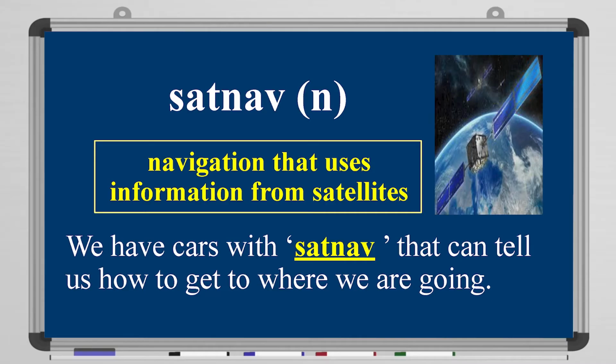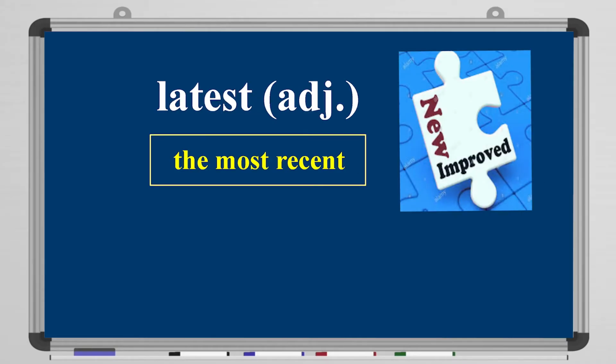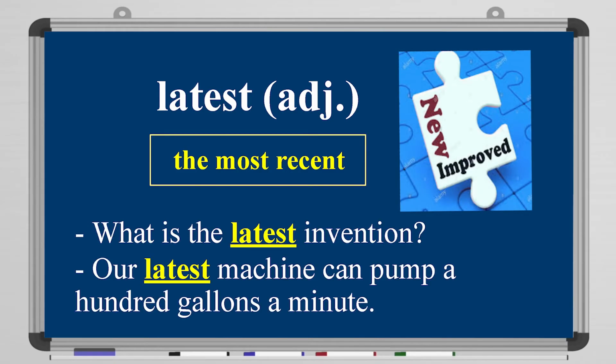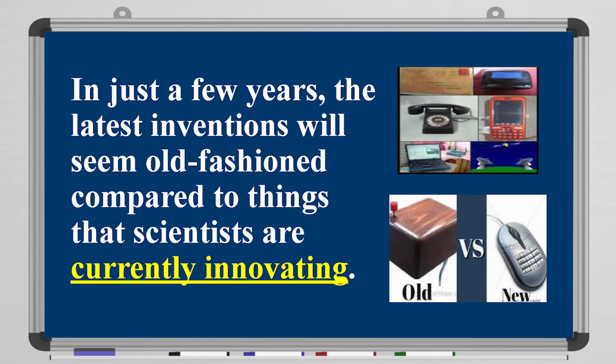We have the next vocabulary item, which is latest, an adjective. It means the most recent. For example, what is the latest invention? It could be the most modern smartphone. For the second example, our latest machine can pump 100 gallons of water a minute. In just a few years, the latest inventions will seem old-fashioned compared to the things that scientists are currently innovating and working on.